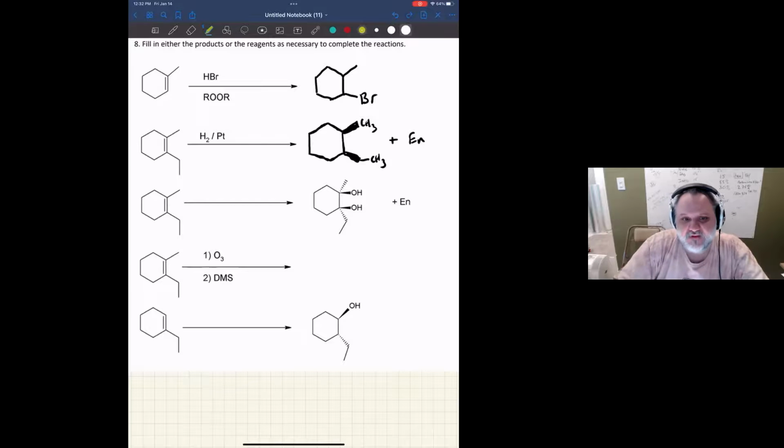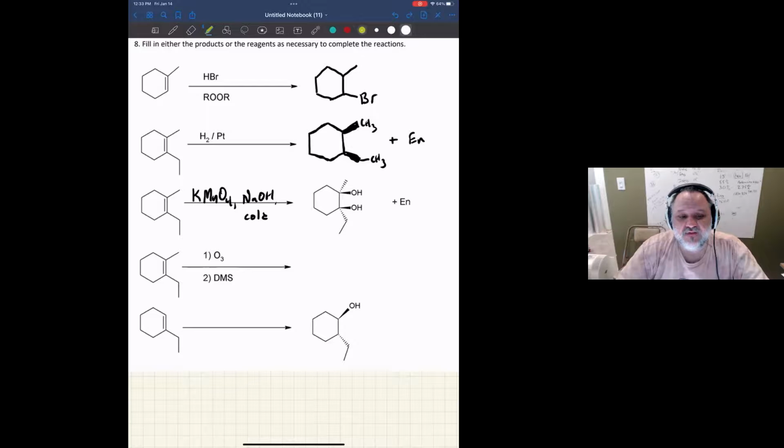Okay, so what's next? In the next one, I want to show you that I'm forming a diol. There are 3 reactions that form diols, but only 2 of them form syn diols. One of them would be with osmium tetroxide. The other one would be with potassium permanganate. And so we just want to fill in the reagents there.